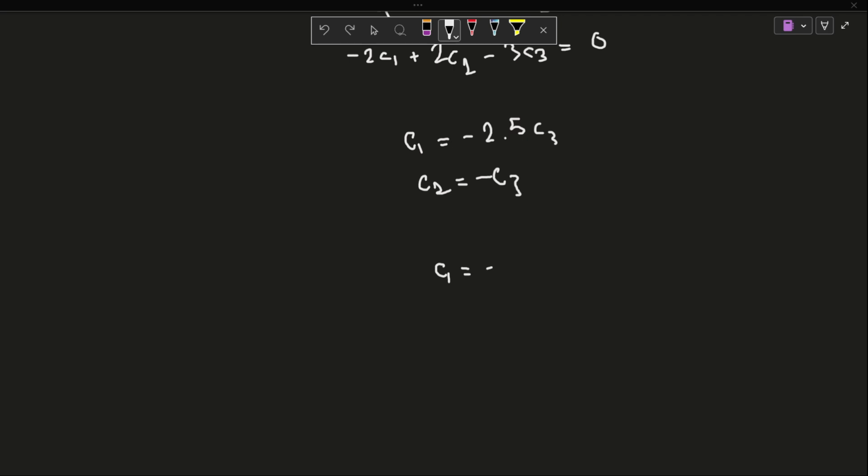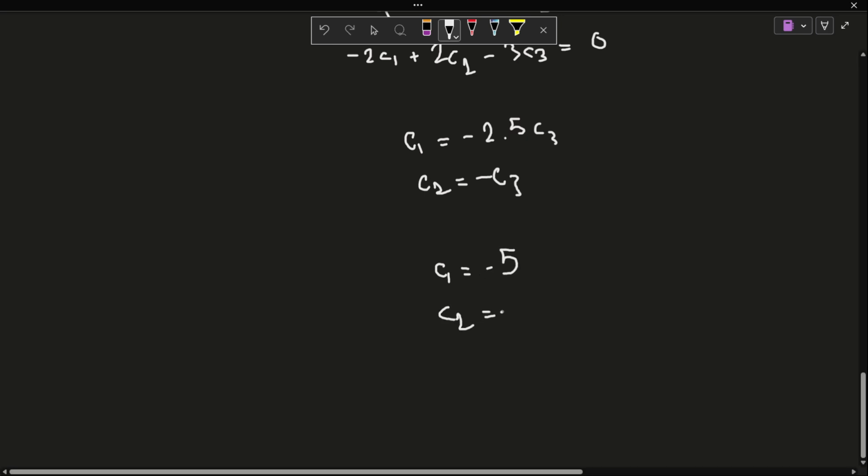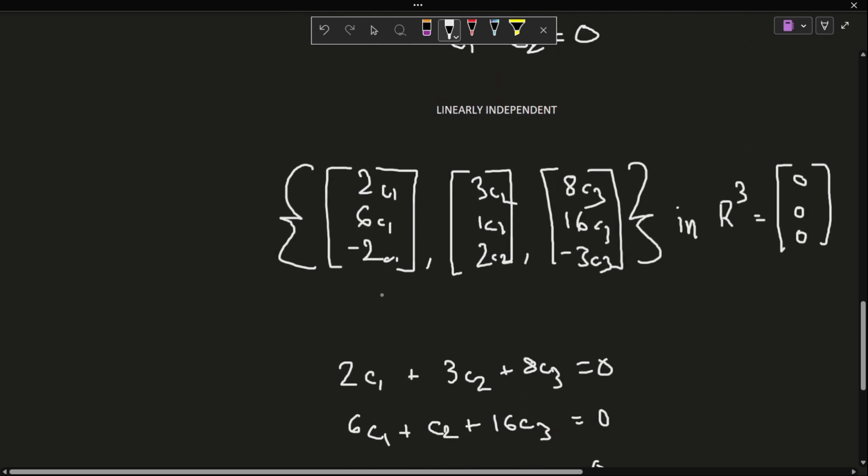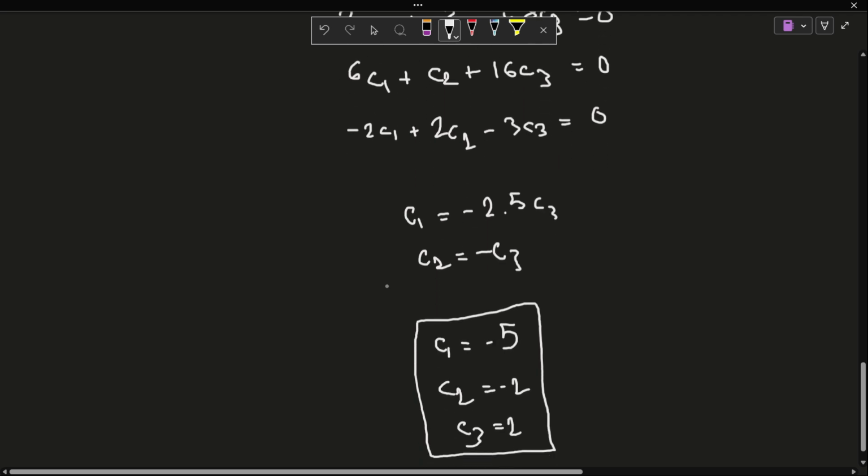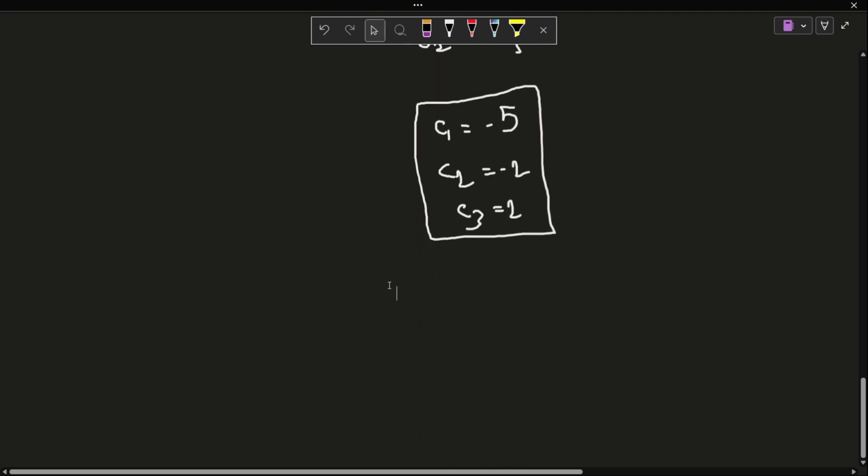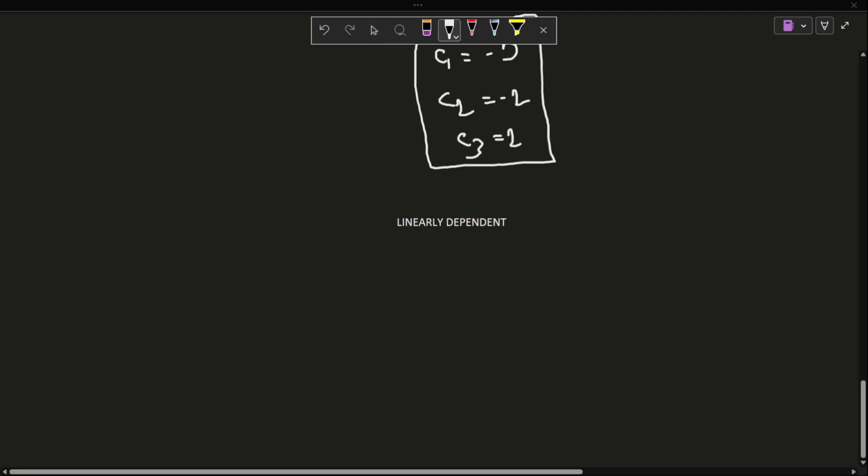Okay, now it's right. If we set c3 equal to something like 2, then we'd get c2 equals minus 2, and c3 equals 2. With that, these are non-trivial solutions for the equation that we set up. So that means that this is linearly dependent.